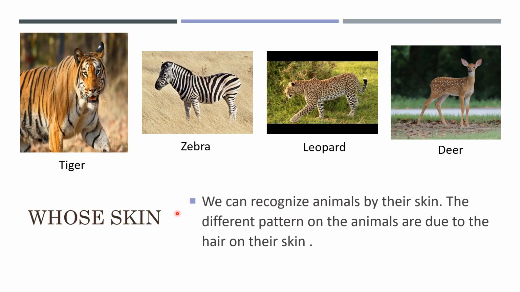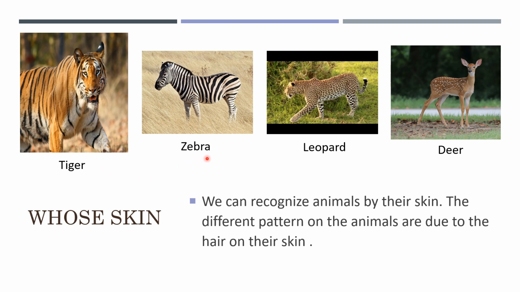Some animals whose skin we can recognize animal by their skin. The different patterns on the animals are due to the hair on their skin. In first picture we see the tiger. It has black streaks on it, brown and yellowish skin. We can recognize it easily but it helps to hide in long grass in forest area.